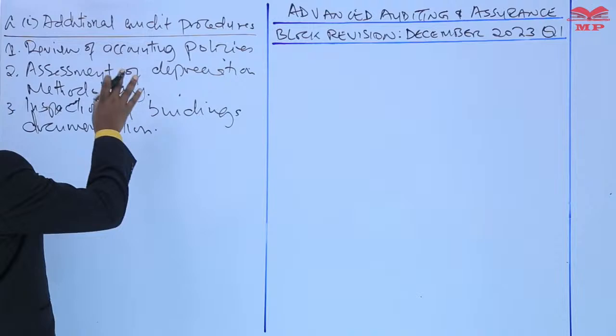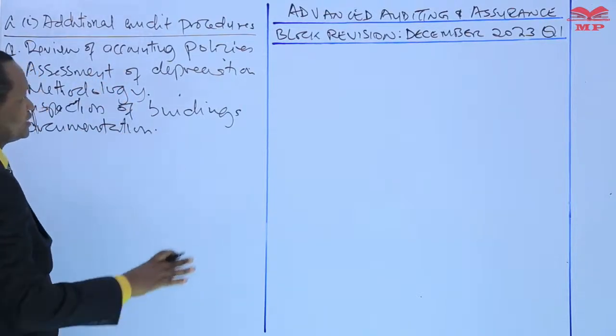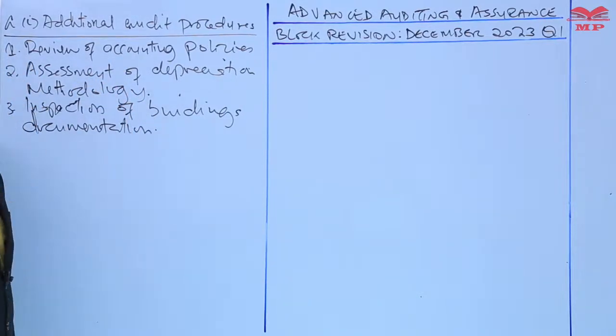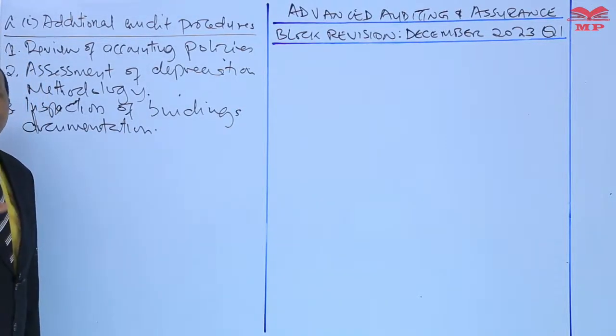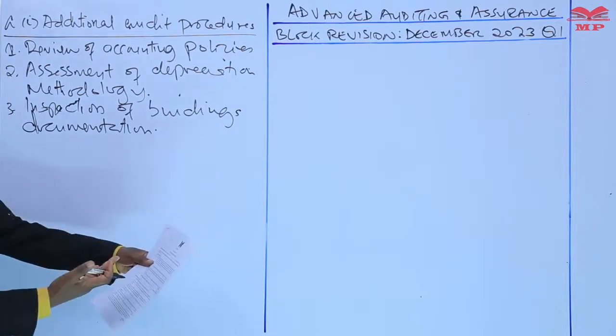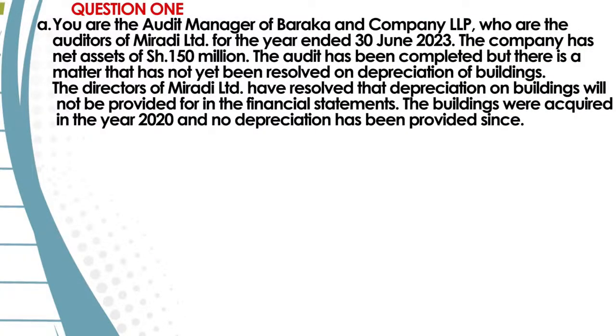So candidates, we are discussing the additional audit procedures that the auditor should carry out in relation to buildings of Miradi Limited, a company that has refused to depreciate buildings. We read from the question that the audit has been completed, but there is a matter that has not yet been resolved on depreciation of buildings. The directors of Miradi Limited have resolved that depreciation on buildings will not be provided for in the financial statements. So what additional audit procedures should the auditors perform?